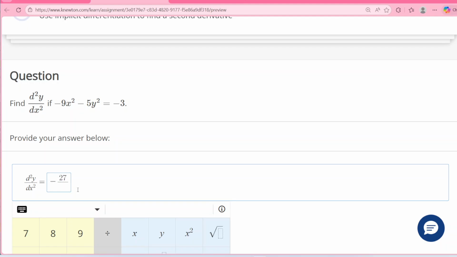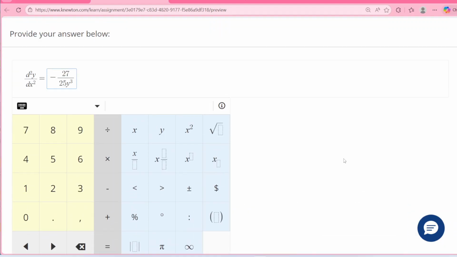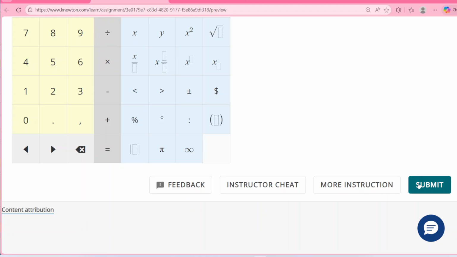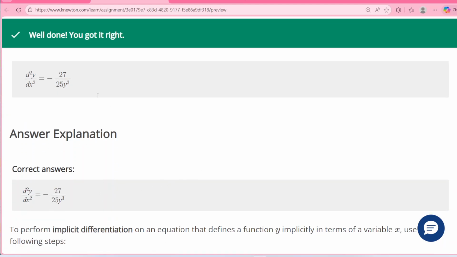So negative 27 in the numerator divided by 25y cubed in the denominator. There's my expression for d2y over dx2, right? This y double prime, the second derivative of this particular curve at any moment. And then I hit submit. Okay. Yeah, see, that's exactly how they had it.